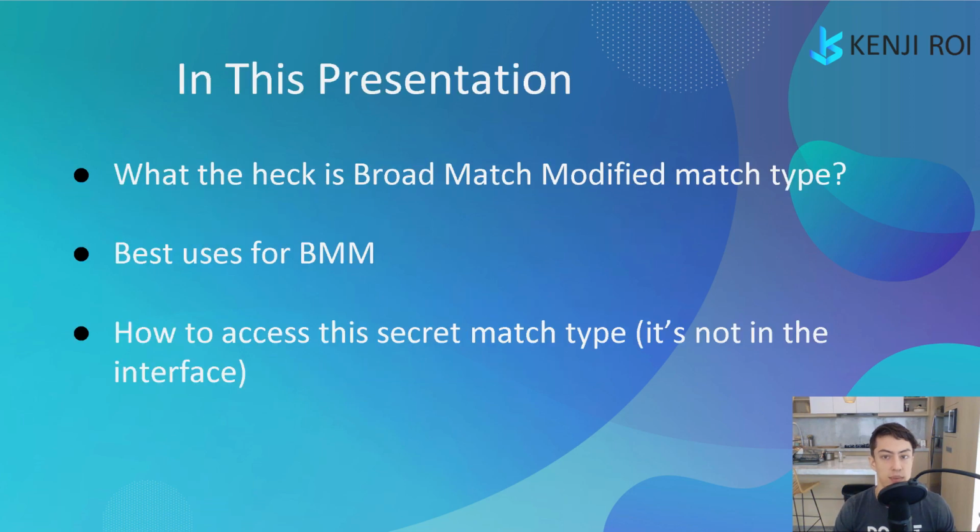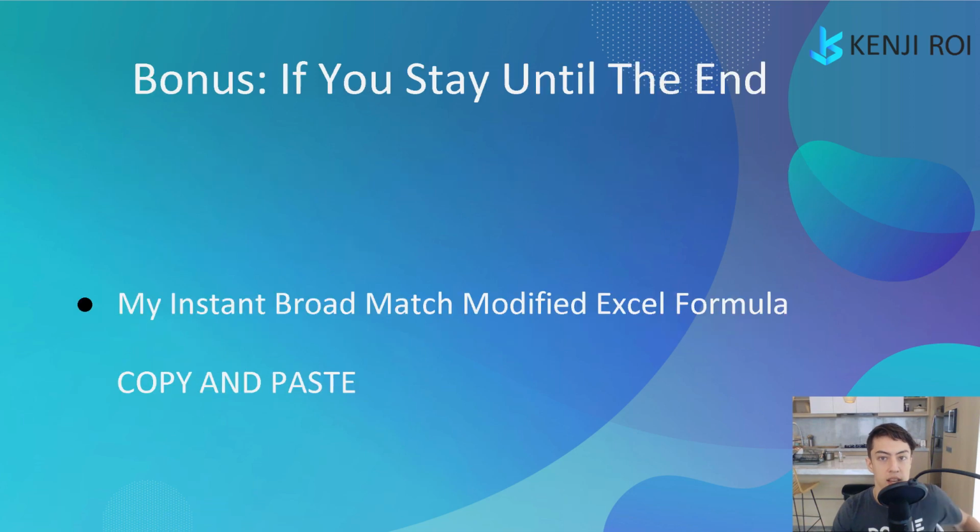What the heck is broad match modified match type? What are the best uses for broad match modified? How do you actually use it? And how to access this secret match type? It's definitely not in the interface, so you're only going to be able to do it with the strategies that I show you here in this presentation.